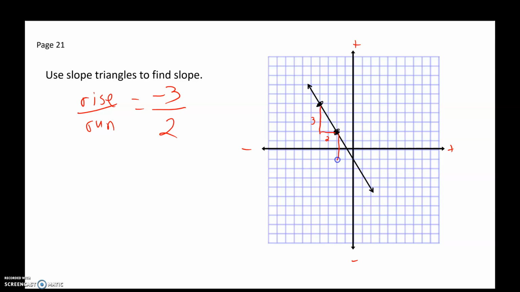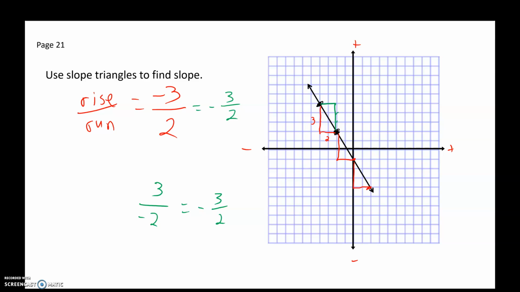If I went down 3, 1, 2, 3, and right 2, I'm right back on the line again, and it keeps happening. 1, 2, 3, 1, 2. And I could also go backwards. So I could go up 3 and left 2. So up 3 and left 2 is this. That's still the fraction -3/2. So you could also just put the negative to the side. Most people don't put the negative in the bottom. Most people put the negative either to the left of the fraction or on the top.